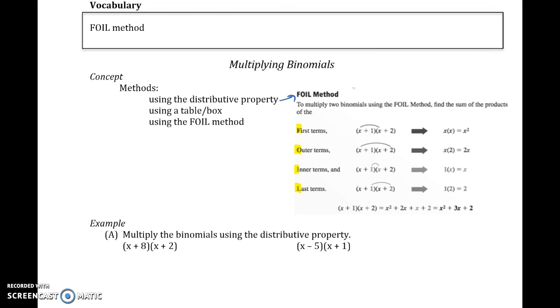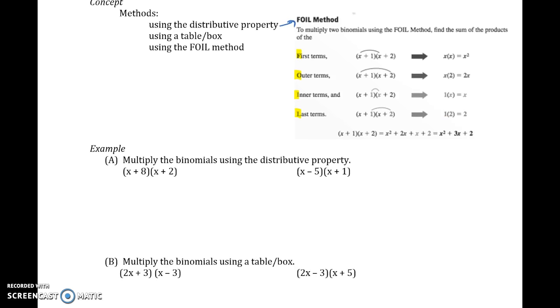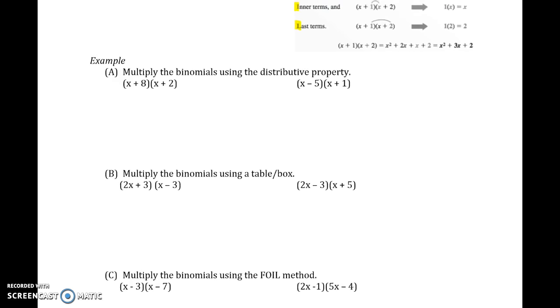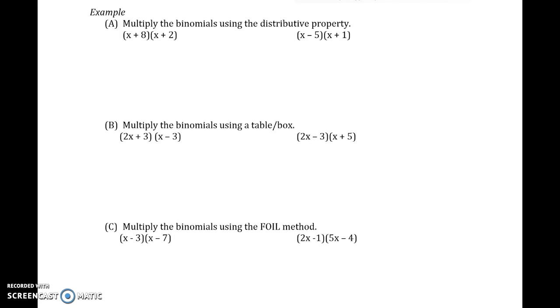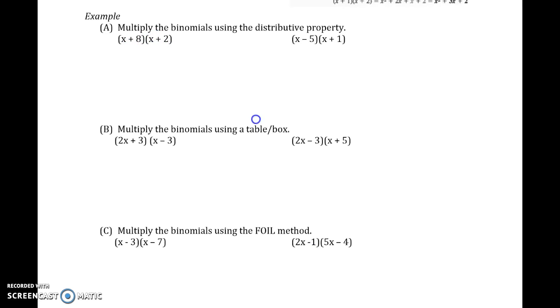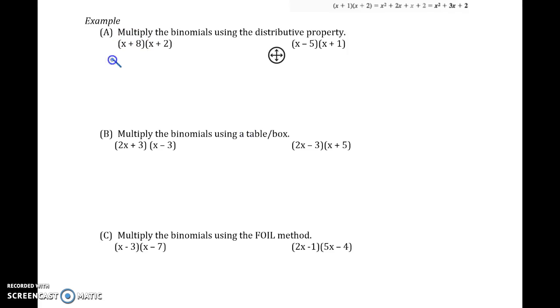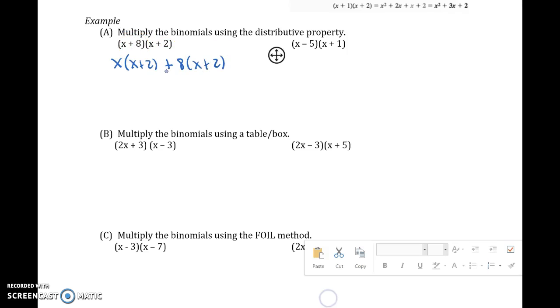Okay, so let's jump into our first example. Multiply the binomials using the distributive property. So what you're going to do with this distributive property is basically distribute the values from the first parentheses into the second one. So we want to say, okay, I'm going to take the x here and multiply it to the x plus 2. All right, and I'm going to add that to 8 times x plus 2. This is a plus sign because it's a positive 8. If this was a negative 8, this would be a negative sign there.